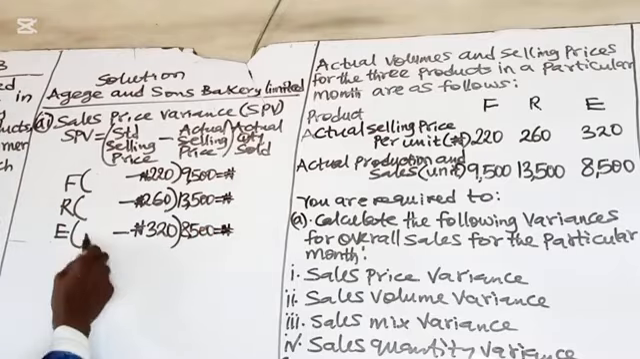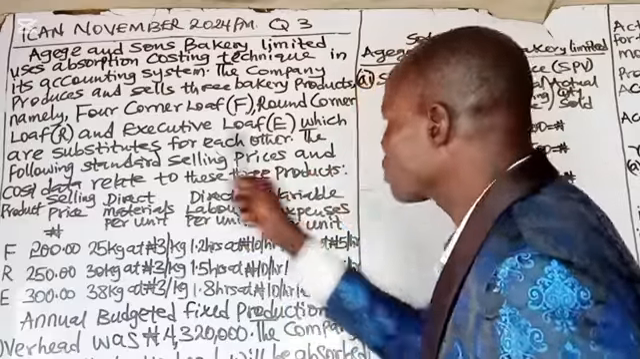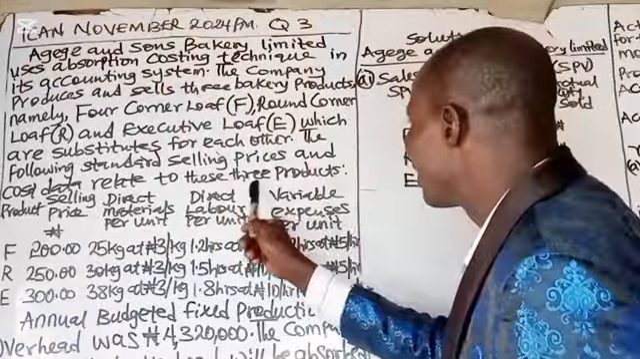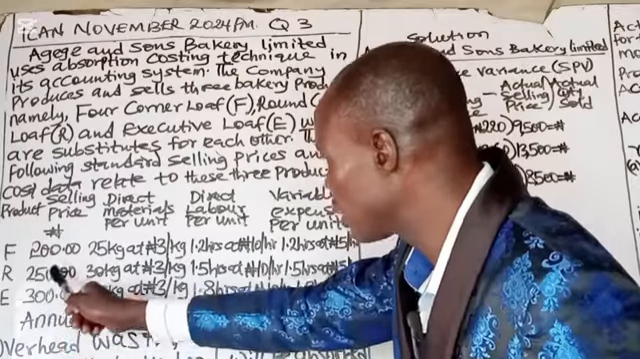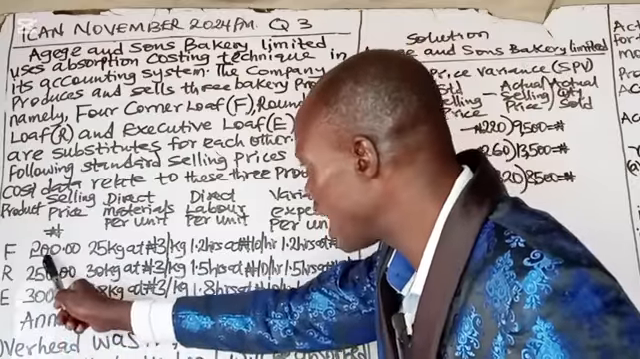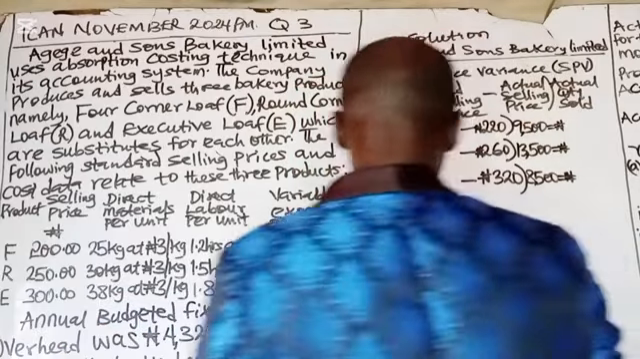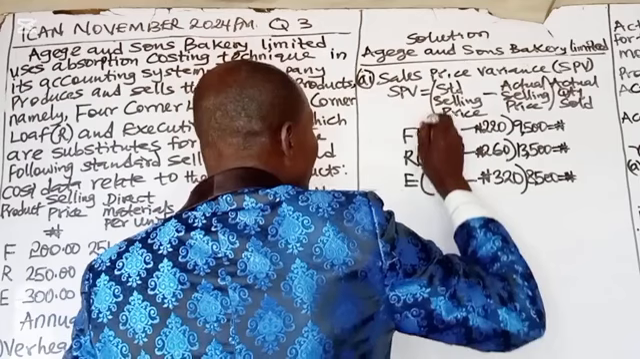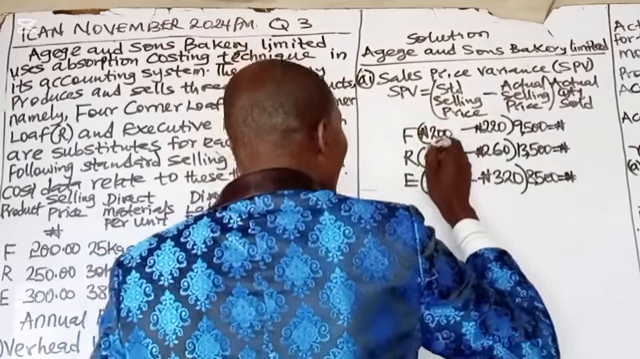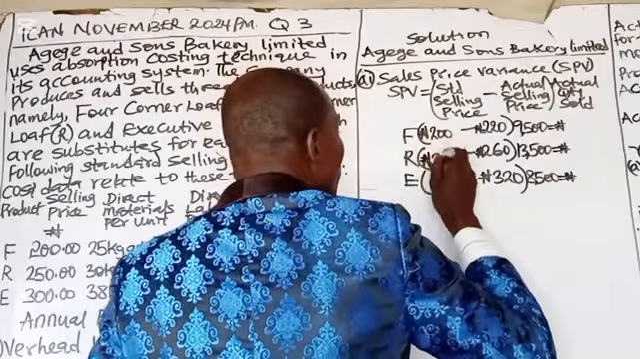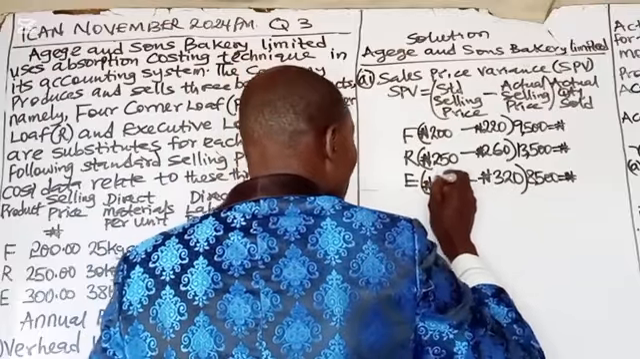Then we need the standard selling price here. The following standard selling prices and cost data relate to these 3 products. These are the standard selling prices. For F, 200 naira. For R, 250 naira. And for E, 300 naira.